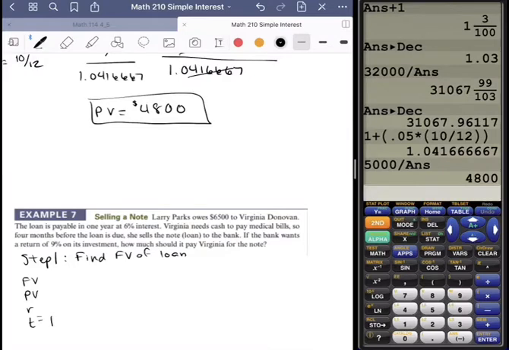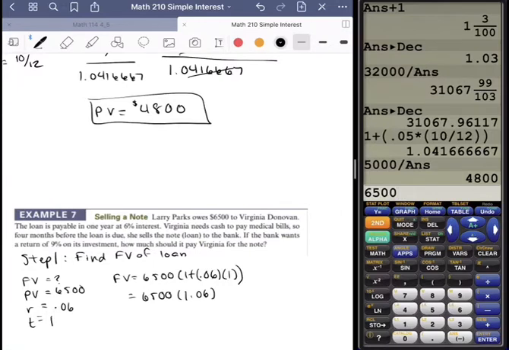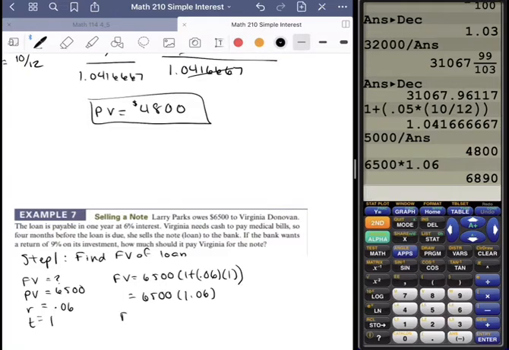Time is 1 for 1 year. Rate is 0.06. Present value is 6,500. And this is what I'm looking for, future value. So I have future value equals 6,500 times (1 plus 0.06 times 1). So I have 6,500 times 1.06, which is, future value is $6,890.